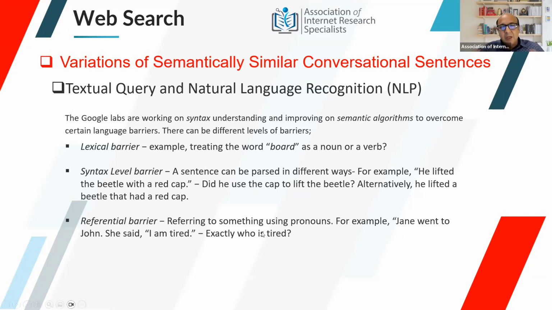Referential, something that has a reference to, for example, Jane went to John. She said, "I'm tired." Exactly who is tired? So there's a referential barrier, like who are we talking about? It could be confusing. Syntax level, I told you how you spell it. Lexical is core words that could have different meanings. So keep that in mind, that these are some of the barriers and limitations we have to deal with, and we have to be mindful of.